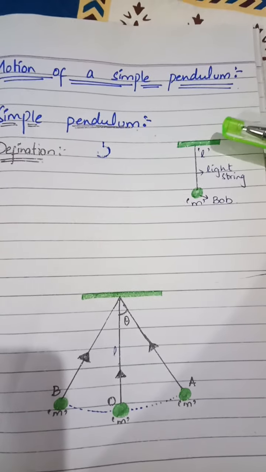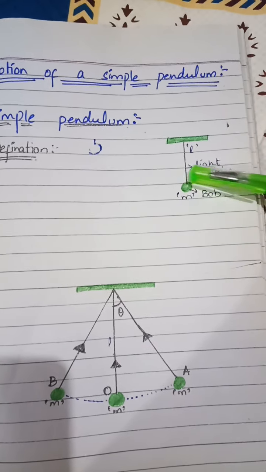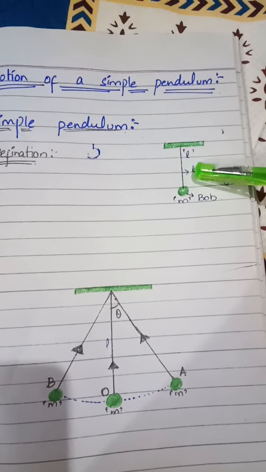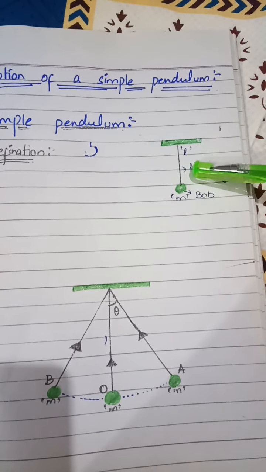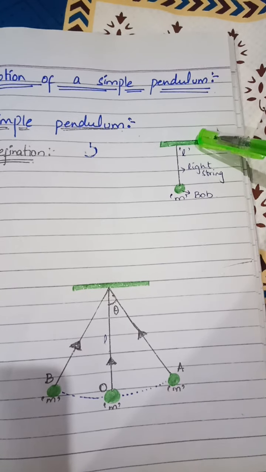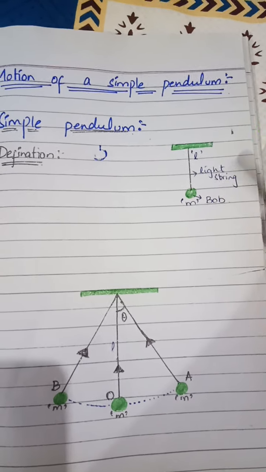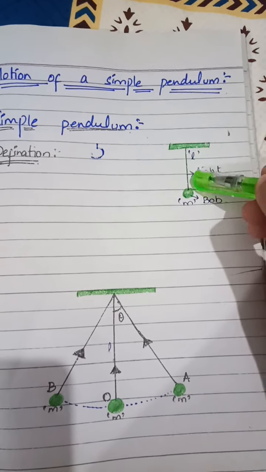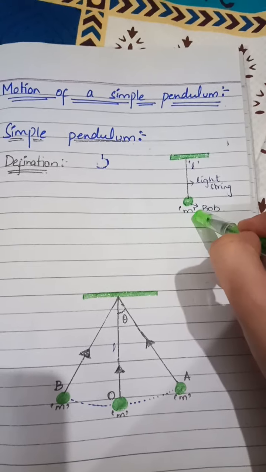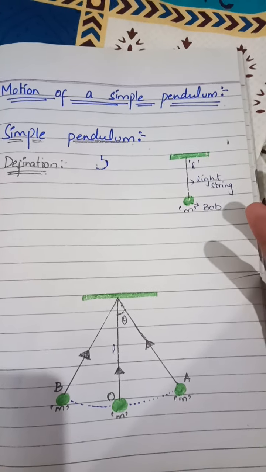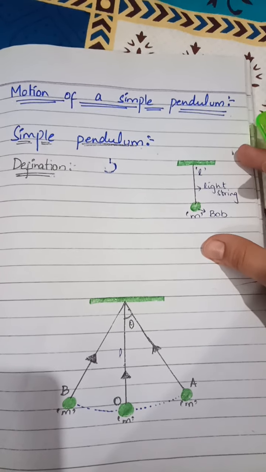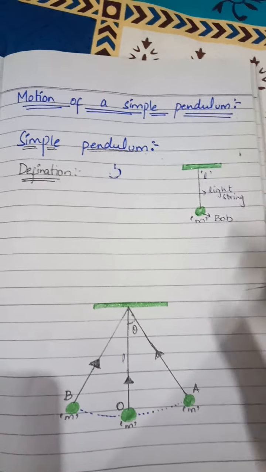A simple pendulum consists of a bob of mass m and a light string, and the condition is that the light string must be attached to a fixed point. Our condition is that one point of the light string must be fixed, and at the other end a mass, a bob, a ball must be attached. This position is termed a pendulum, a simple pendulum.